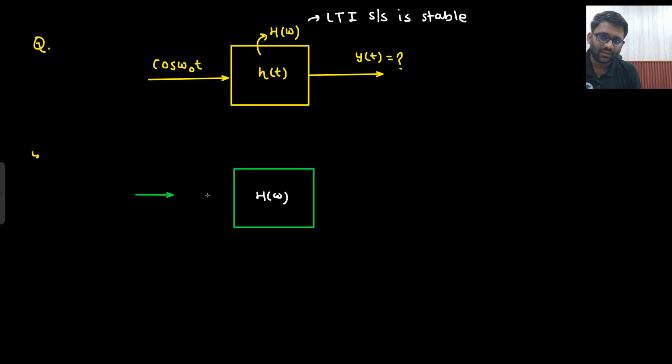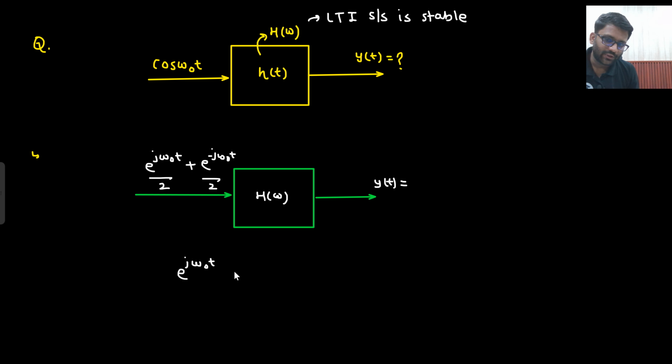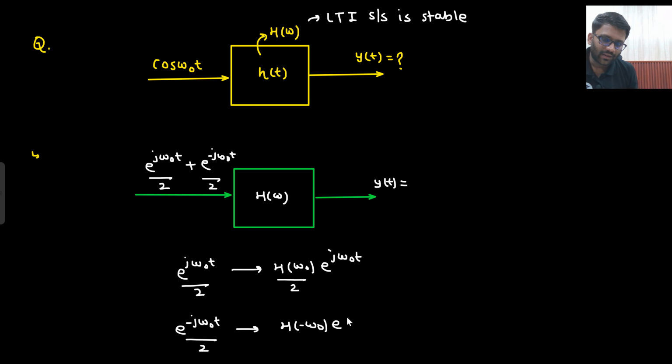So if the LTI system is stable, what is the applied input? Applied input is e to the power j omega naught t plus e to the power minus j omega naught t, divided by 2. So what will be the output? If the applied input was e to the power j omega naught t, then the output would have been H of omega naught e to the power j omega naught t. If I divide by 2, here also it will be divided by 2. For e to the power minus j omega naught t divided by 2, the output would be similar. If both are added, then this will also be added.